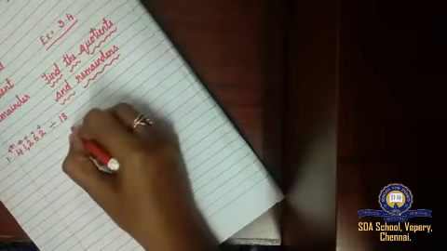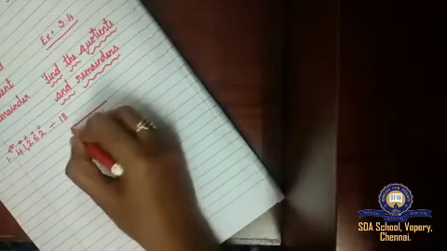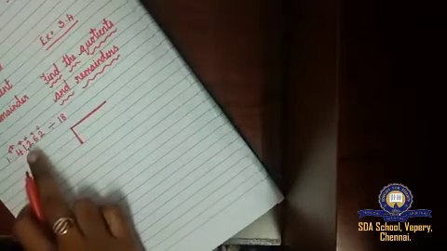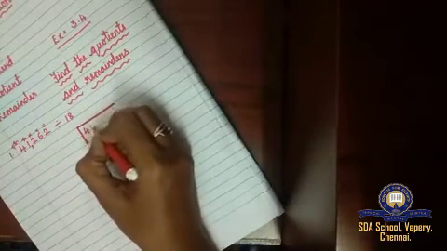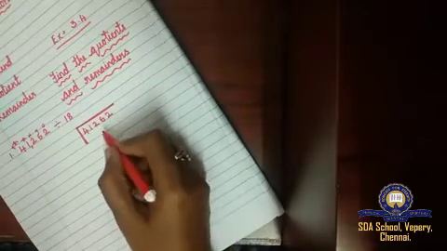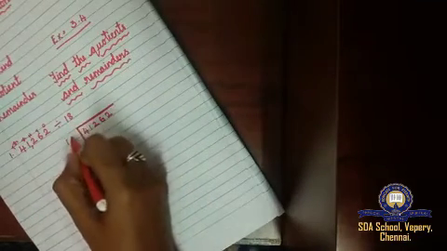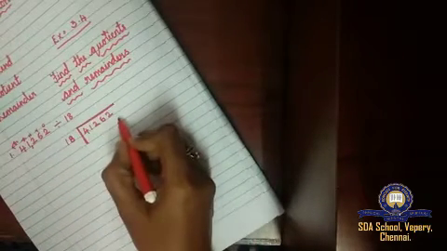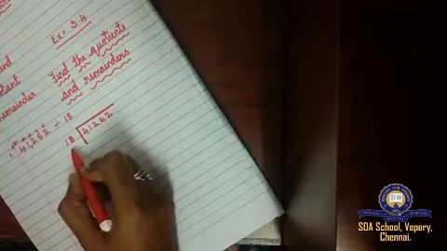Draw 2 lines like this. Then you write the dividend. This is the dividend, that is 41,262, and 18 is the divisor. You will be writing it outside. The dividend will come inside of this line and the divisor will come outside of this line.